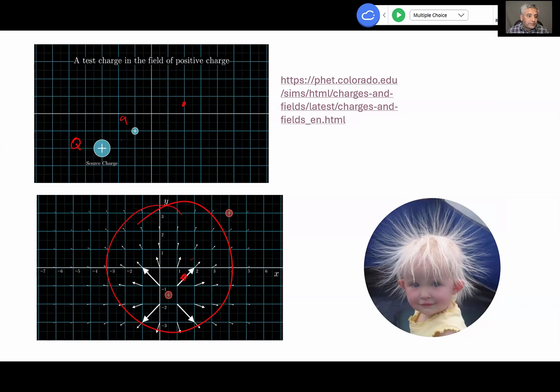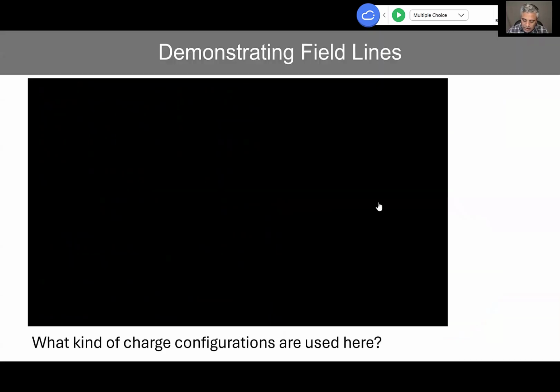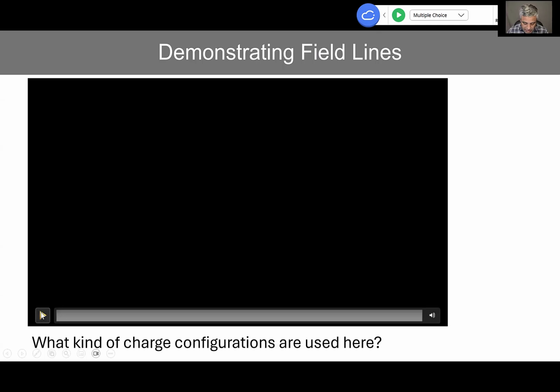Now, so now the field line is going to depend on what kind of source we have. And there is a short video that shows us how the field line looks like for different charge configuration. So this video is on my screen. I'm hoping you are looking at that, right?